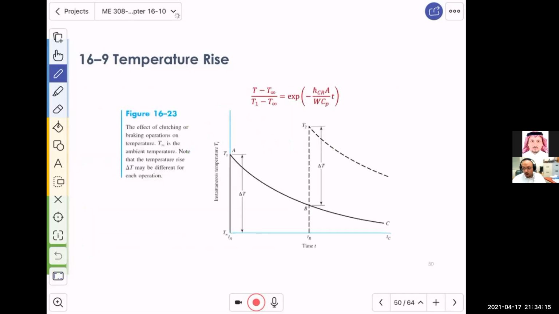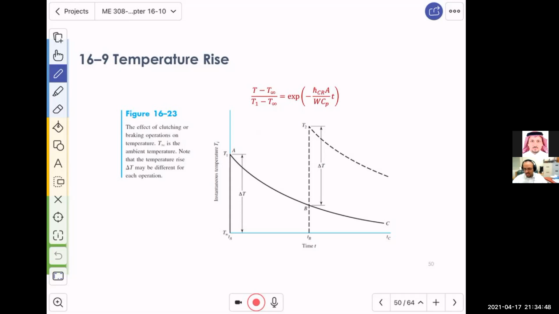Now, why is this interesting? Let me tell you why. Let's assume that you're driving your car, okay? And then let's say you apply the brake. When you apply the brake, the heat dissipated could get converted into an increase in the temperature of the frictional material.